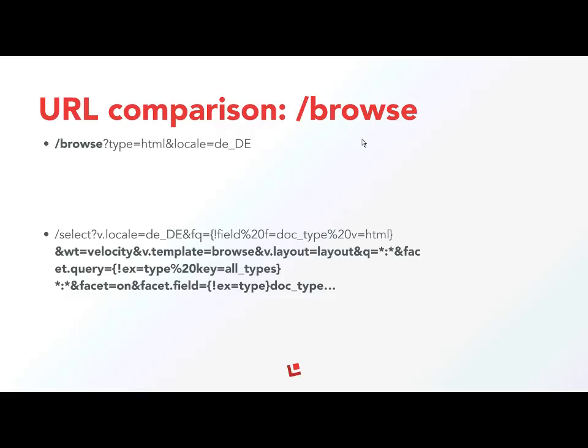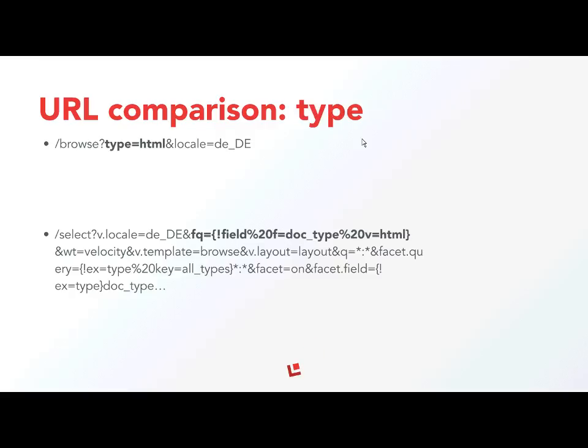Now, how do we achieve things like this, type equals HTML? You'll see that translates into a little bit of an ugly FQ parameter here, where we're using a custom query parser, a field query parser, and we are querying the doc type field for the value of HTML. So there's a bit of translation and parameter substitution going on to effectively build that FQ from an outside type equals HTML.